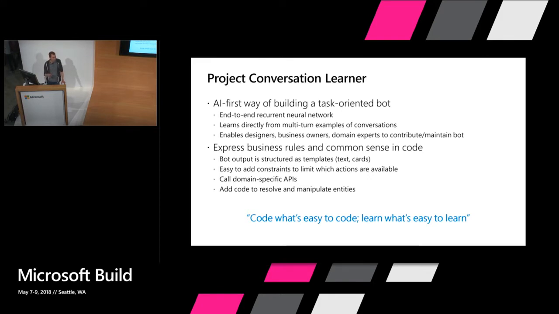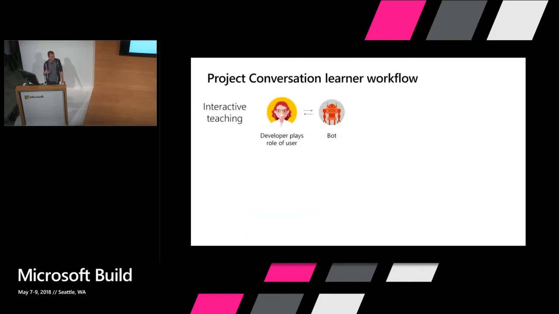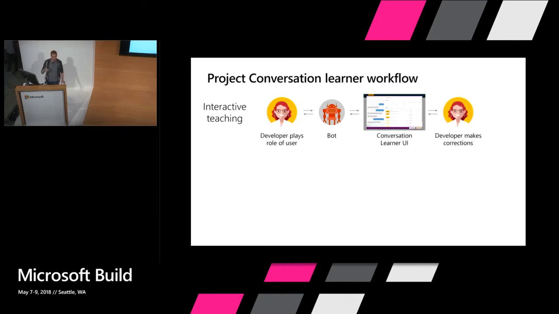Most of my time is going to be demonstrations of how all this works. But first, let me just explain the workflow that you use to get started. When you get started, there is no data to train on, so we have to solve this cold start problem. And to do that, the developer starts off by playing the role of the user. So the developer types in what they think the user is going to say, and then in the UI, they choose how they want the bot to respond. So they go back and forth between playing the user and playing the part of the bot to interactively teach for the first maybe 10 or 20 dialogues or so.